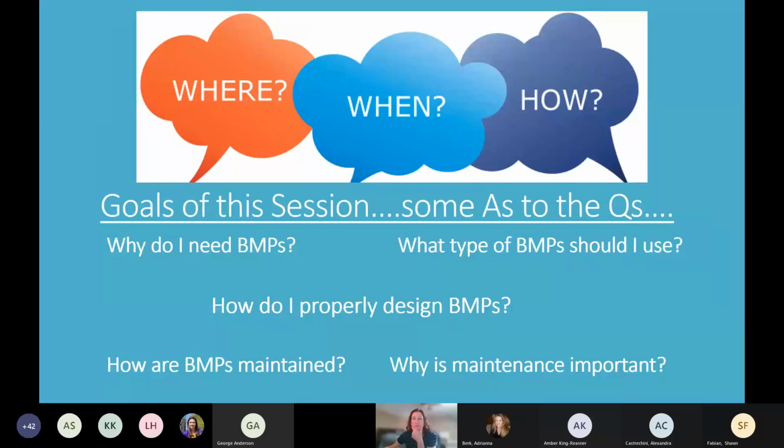So essentially the goal of this session is to try to answer some of the questions that you might have, like, why do I need BMPs? What types of BMPs am I supposed to use? Who can I talk to about these BMPs? How do I find answers to all the questions that I have?